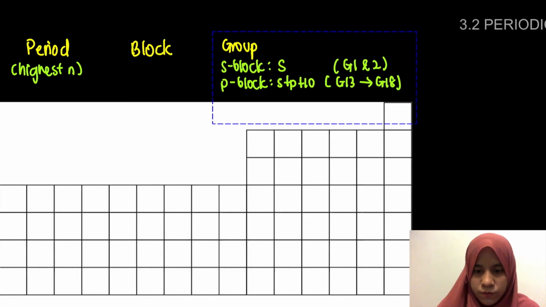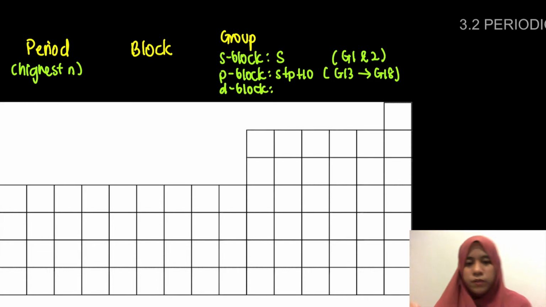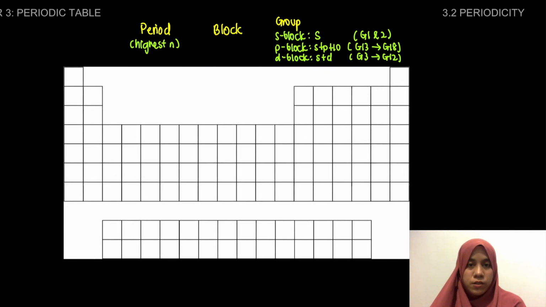But now this is D block. For D block, to know its group, you add the electrons on S orbital and D orbital. There's no need to add 10. So it starts from group 3 until group 12. So this is actually about the position of the element.